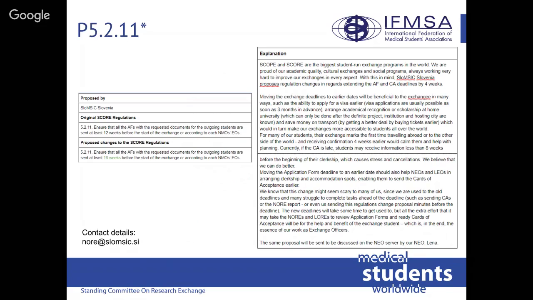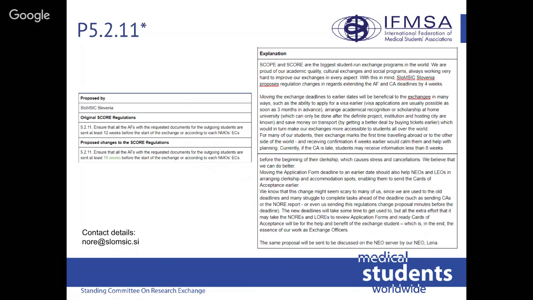For many of our students, their exchange marks the first time traveling abroad or to the other side of the world. Receiving confirmation 4 weeks earlier would calm them and help them planning. Currently, if the CA is late, students may receive information less than 8 weeks before the beginning of their clerkship, which causes stress and cancellations. We believe that we can do better. Moving the application form deadline to an earlier date should also help NEOs and LEOs, NORIs and LORIs in arranging clerkship and accommodation spots, enabling them to send the card of acceptance earlier.